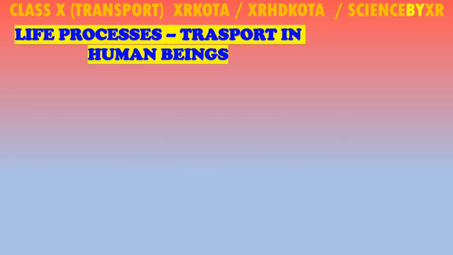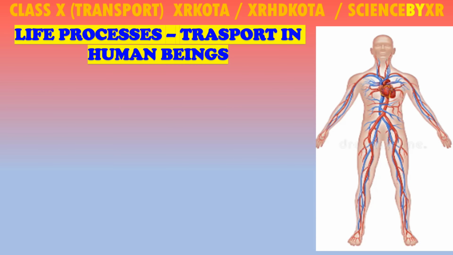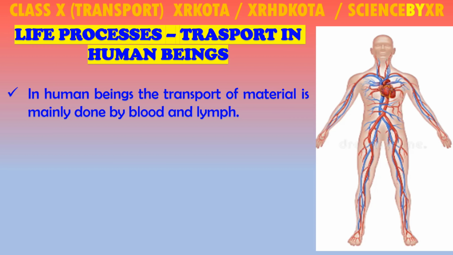So life processes, that is transport in human beings. See, this is what it looks like. The heart is there, blood vessels are there, the arteries are red in color, veins are shown in blue in color, and the capillaries are there in between them, and they are so minute that you cannot see them so easily.